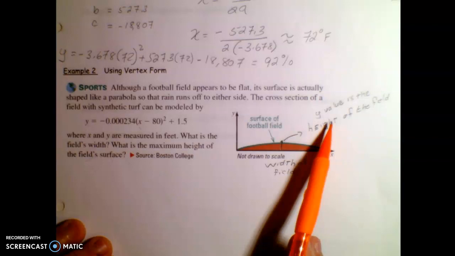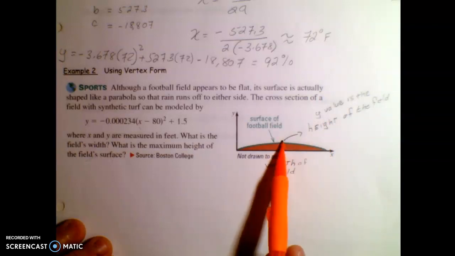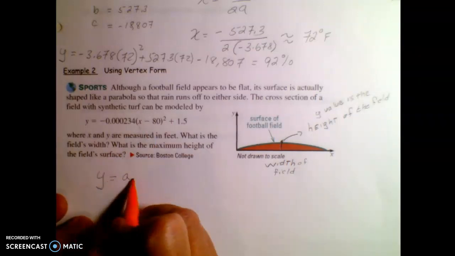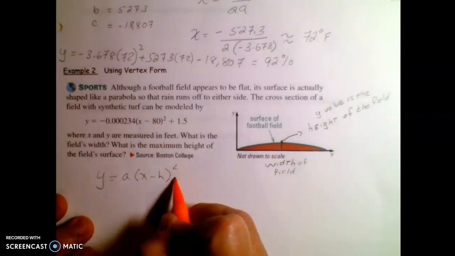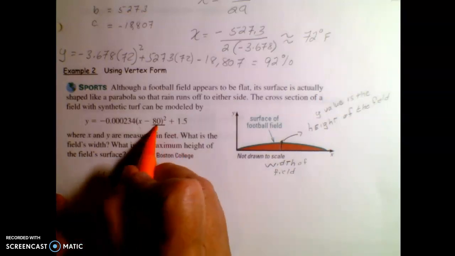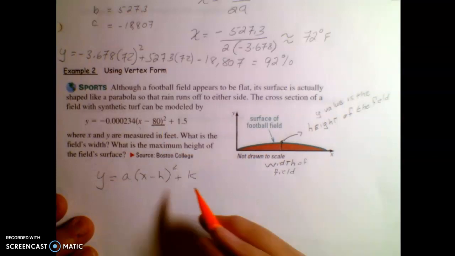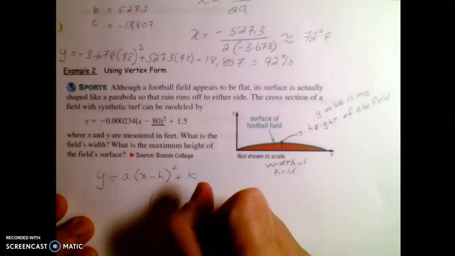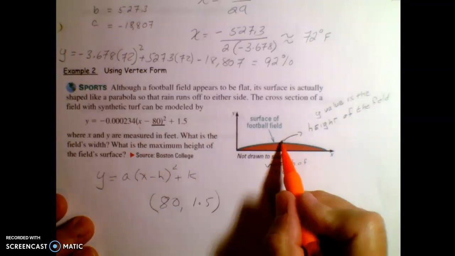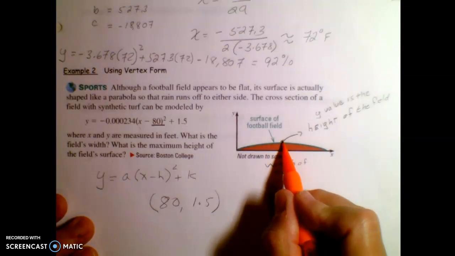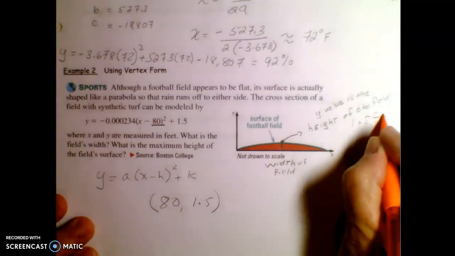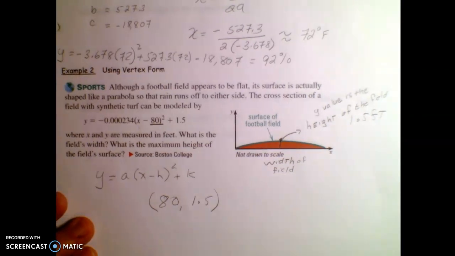Okay, so let's start off with this value right here. All right, so what's that value? Well, we come here and we look at Y is equal to A, X minus H squared plus K. So what's my H value? My H value is 80. What's my K value? It's 1.5. So that means this position right here is at a height of 1.5, and it says it's in feet. So the height is 1.5 feet. And we get that just from looking at that vertex.